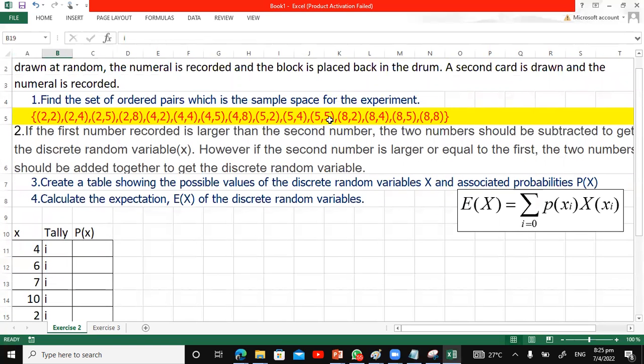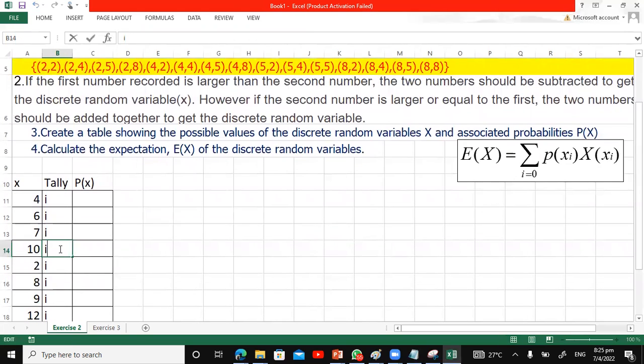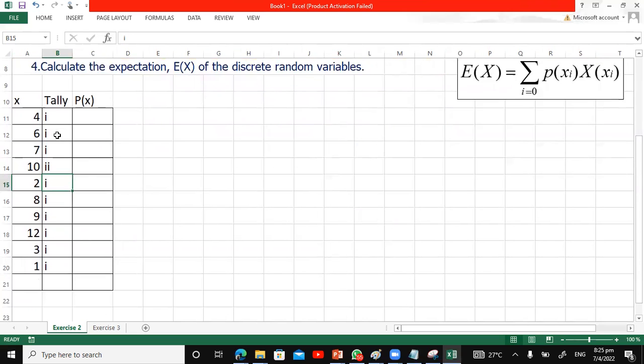And then we have 5 and 5. Both of them are the same. So we're going to add, and that's going to give us 10. So we are now at 2 tens. All right, good. And we have 8 and 2, so we can subtract those because the second one is smaller. That's going to be 6. Do we have any 6? Yes, we have a 6. So we have 2 sixes.